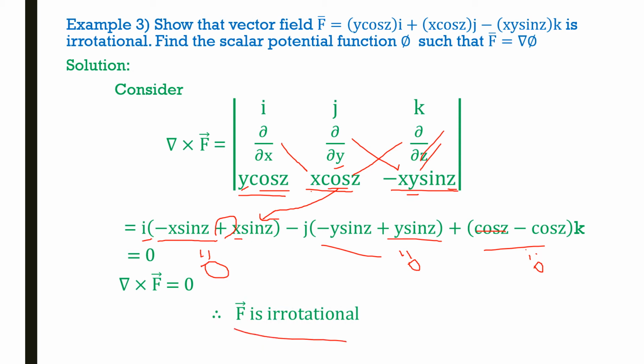Now come to the point of scalar potential. As we have seen, how to find the scalar potential phi such that f bar is equal to del phi.